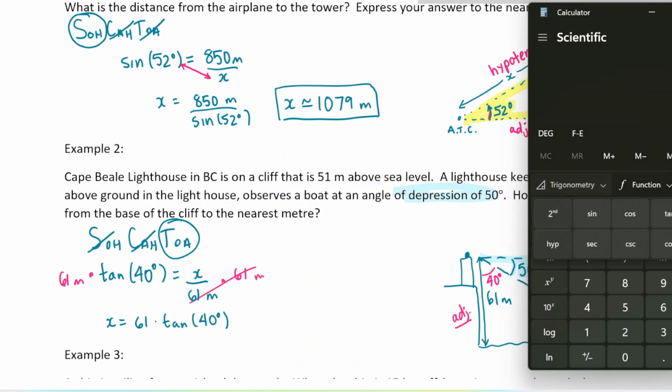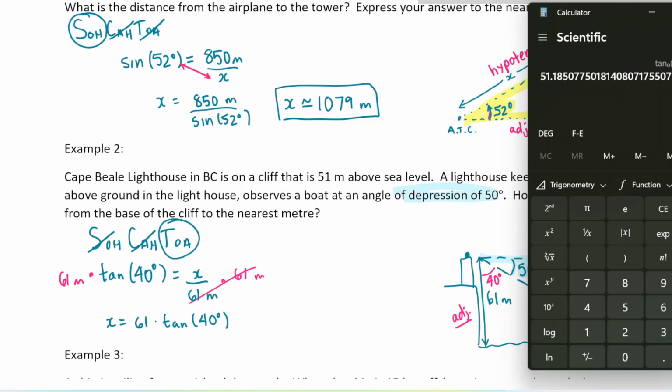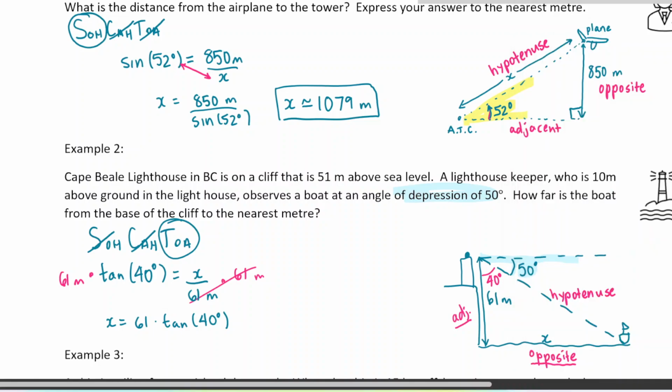So for me, I'm going to type 40 degrees, and then I press tangent, and then I'm going to multiply this answer by 61. So I get about 51.2. Now it says nearest meters, so about 51 meters. So X is about 51 meters. Okay. Actually, I'll use a little squiggly there. Okay. There we go.